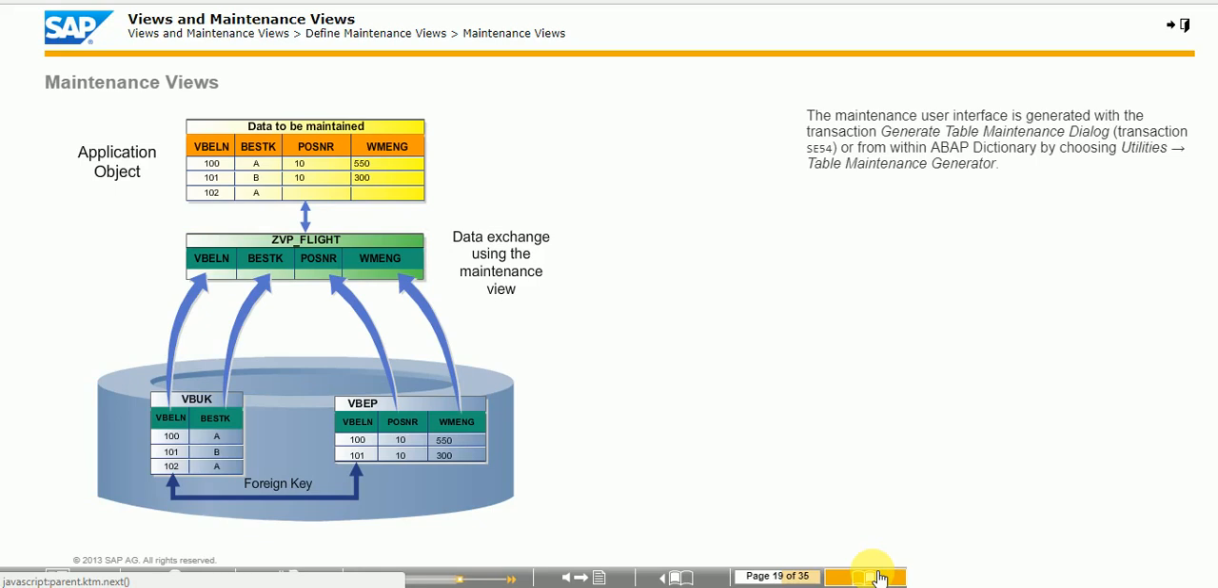A maintenance user interface with which the data of the view can be displayed, changed, and created must be generated from the definition of a maintenance view in the ABAP dictionary. When the maintenance user interface is created, function modules that distribute the data maintained with the view to the underlying tables are generated automatically.